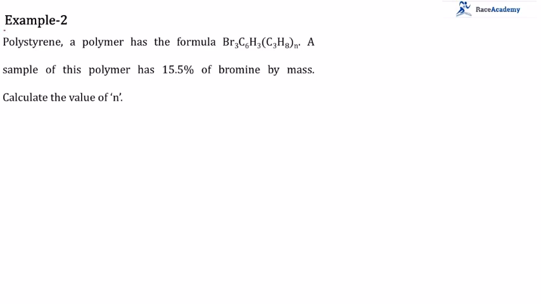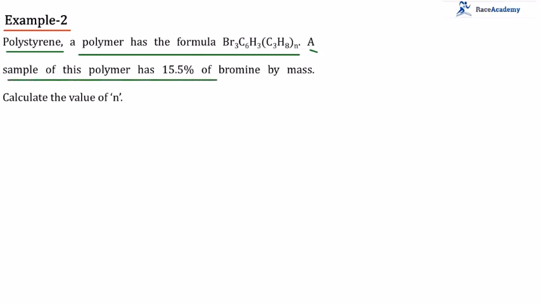Now we have the next question, that is example number 2. In this question, they are giving polystyrene, a polymer compound which has a molecular formula Br3C6H3(C3H8)n, n times. A sample of this polymer has 15.5% of bromine by mass. Calculate the value of n.